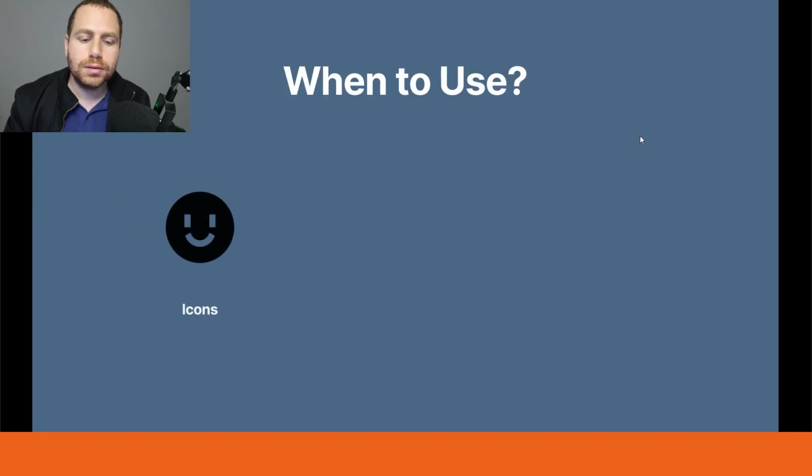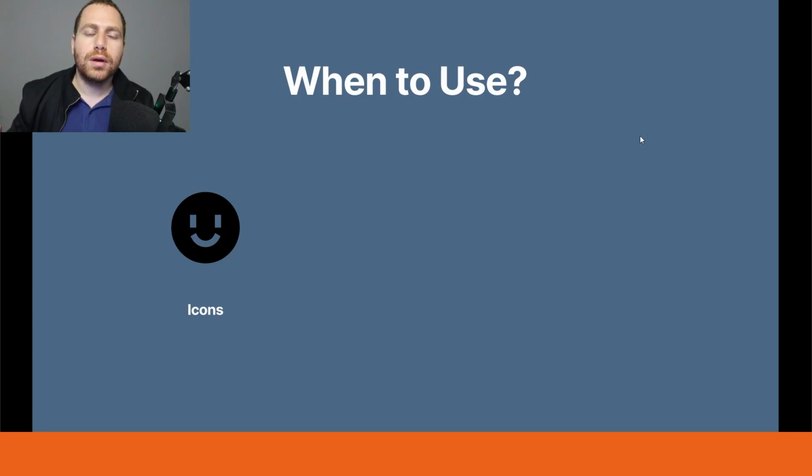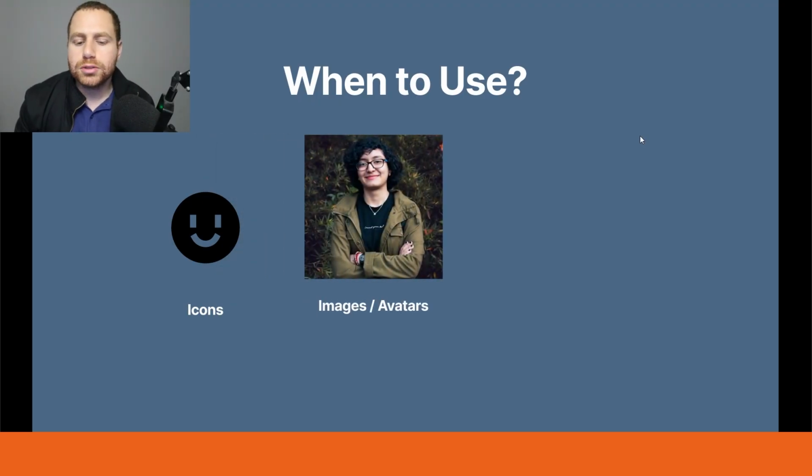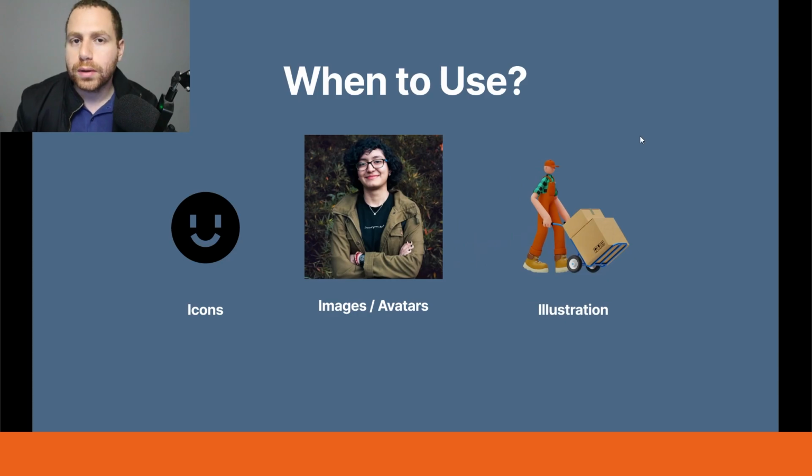When do I use this? I use this with icons. An icon is 24 by 24, 32 by 32, 64 by 64. It is this shape. It will not change if my screen size increases. It will always be the same shape. We use this with images and avatars. My image is 200 by 200. My avatar is 24 by 24. It is always the same shape regardless of the screen size. And finally with illustrations as well. So the same size regardless of what's happening.